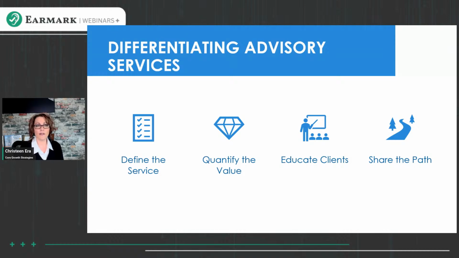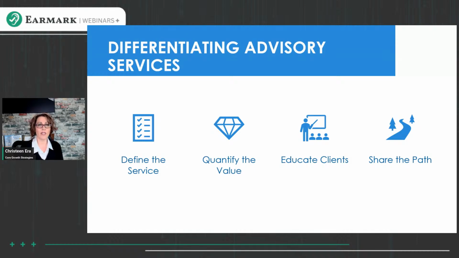And then quantify the value. Show how advisory services have positively impacted other clients. It's really good to use metrics such as improved profitability, reduced cost, or increased efficiency. It's really great to quantify these in a story, so sharing a story with the potential client or client that you're serving about how this worked for another client of yours. And then most importantly, I have found, to educate the clients. We need to help our clients understand the benefits of advisory services. And we can do this through case studies, testimonies, and informative content, right?